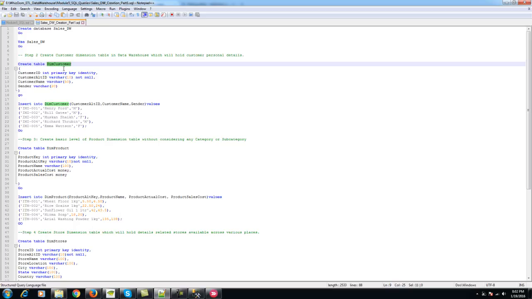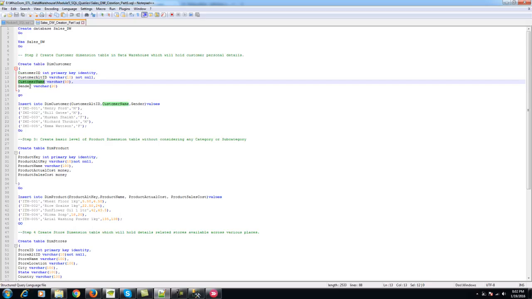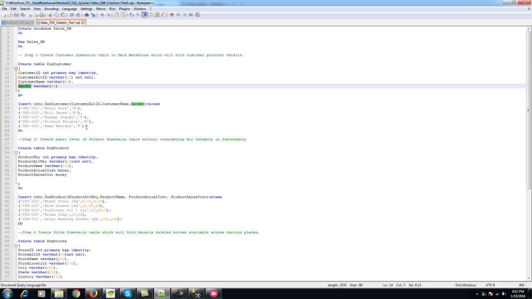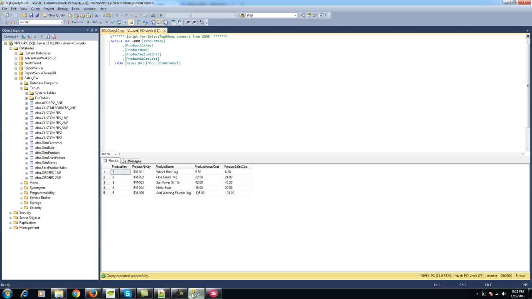So the very first thing is my customer table. I have my customer ID, my customer name, and my gender ID and so on and so forth. And this is the alt ID, which we can ignore as of now. So I'm inserting certain data into my customer table. Let's see what data I have in my customer table. So this is my customer table.